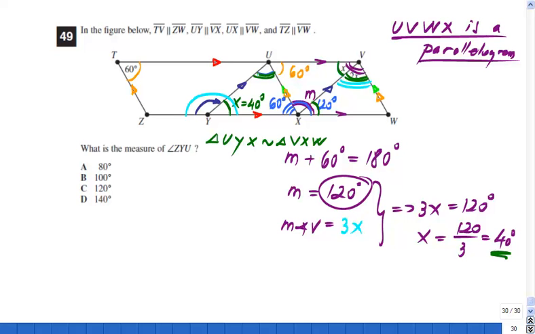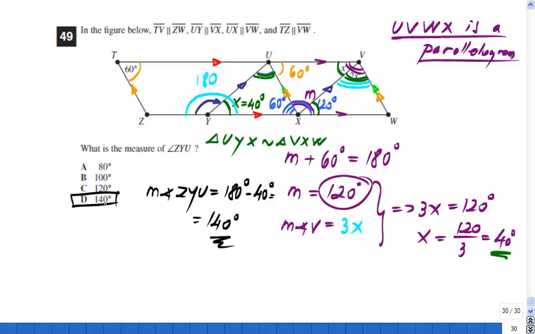Knowing that this angle is 40 and noticing that this angle UYX plus the angle ZYU makes 180, you should be able to find the measure of angle ZYU, which will be 180 minus 40, and that is 140 degrees. ZYU is 140 degrees.